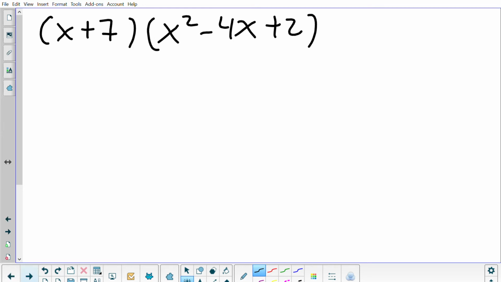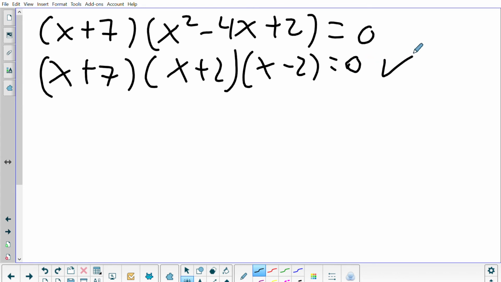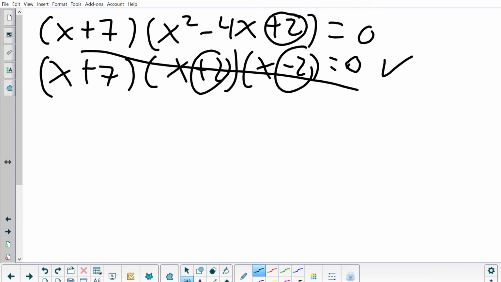Okay? If they give it to us in this form, though, a little bit more factored out, what we're going to do is we're going to set equal to 0. So if we can easily factor this and say like x plus 2, x minus 2, awesome. Let's do it that way. But this does not multiply to positive 2, so this is a bad example.